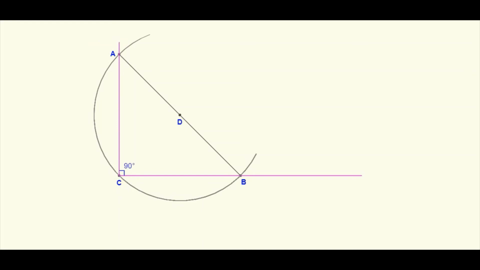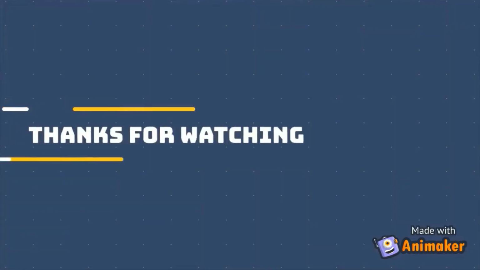So note there, the angle ACB is 90 degrees. Or you could say the angle BCA is 90 degrees.